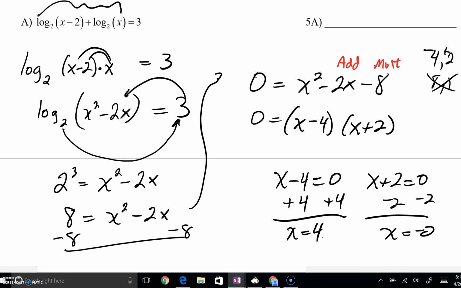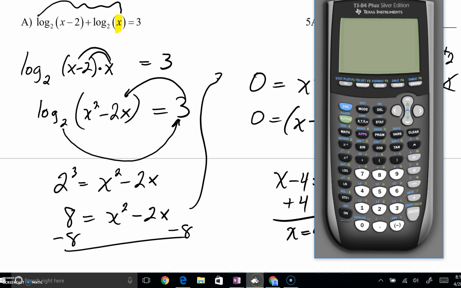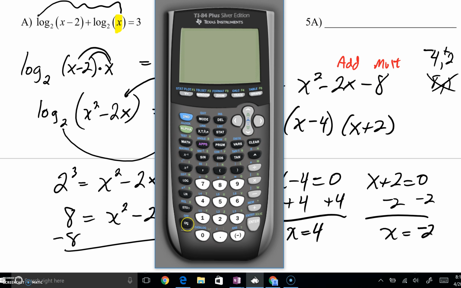You should do a check. This got a little sloppy here. The negative 2 is going to fail. And I'll tell you why. Whenever a negative is inside of a log, that's going to get you into trouble. Now, a calculator would, in fact, show you that.